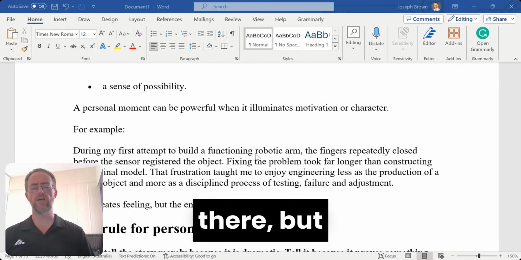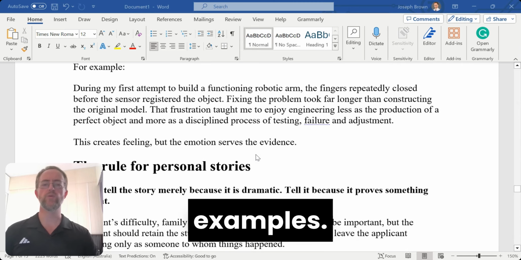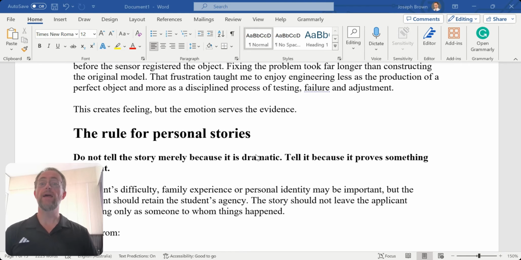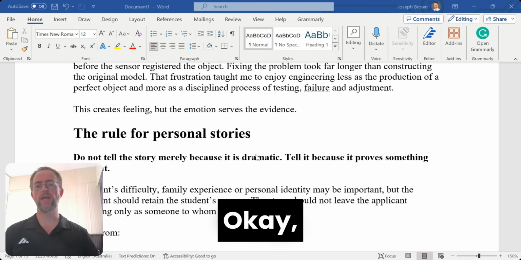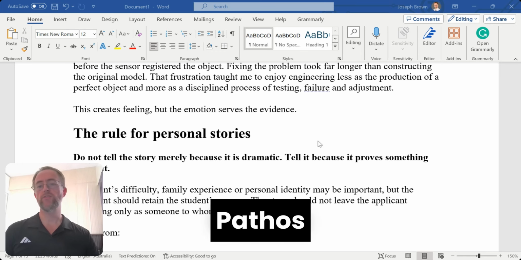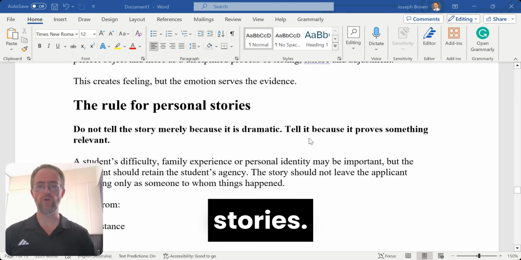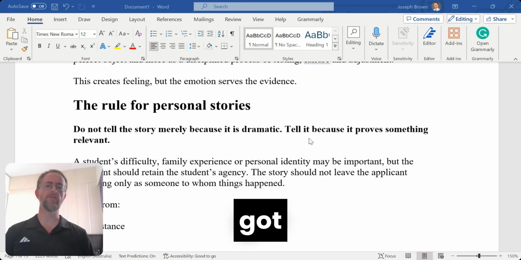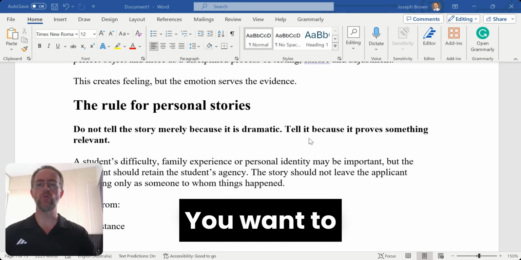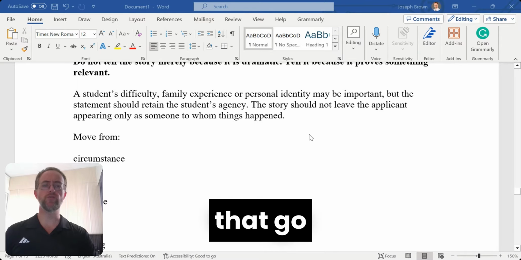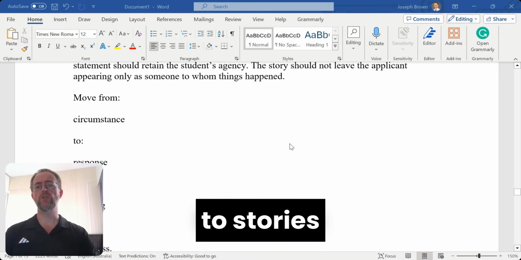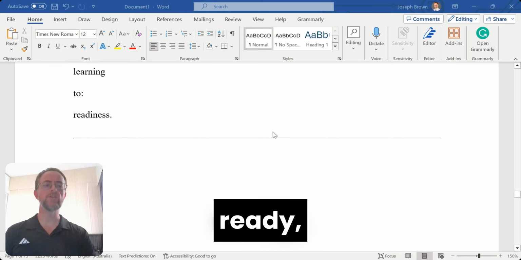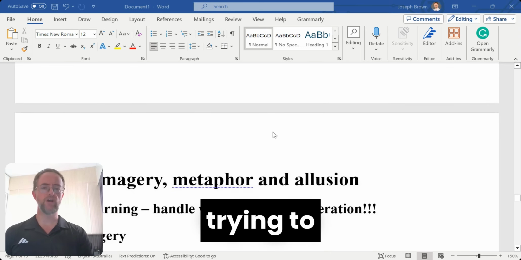And there's examples there, but we're not going to read all of the examples. We know, hopefully, from the study of English language and literature and whatever you've studied, how to create some pathos. Okay, but here's some techniques for it anyway. Pathos comes through great with personal stories, but again, do not merely tell the stories for dramatic effect. Everything's got to be focused and it's got to be relevant. You want to have stories that go from just this is who I am to stories that show response, what you learned, that you're ready, those qualities that you are really trying to sell.